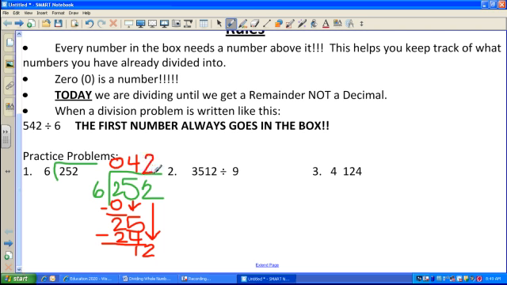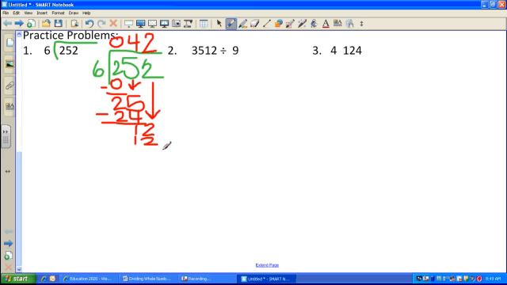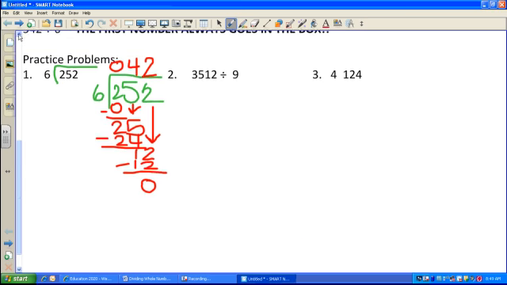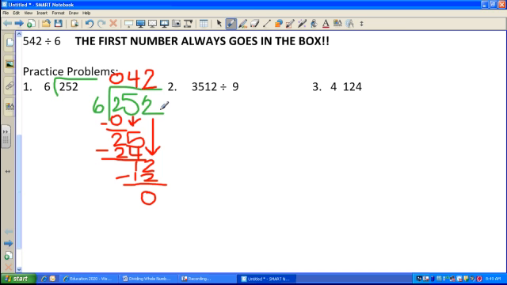So dividing into the 2, I put my group sizes up here, and 2 groups of 6 is 12. So that leaves me with nothing left over, which is fine because I'm actually done dividing. I have no other numbers to divide into, so I know I'm done. Every number in the box has a number above it, and that's when you know you're done. And I have nothing left over, so I don't have a remainder of anything. So my answer is 42. So 252 divided by 6 is 42.